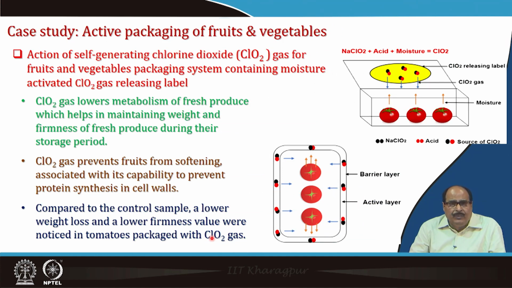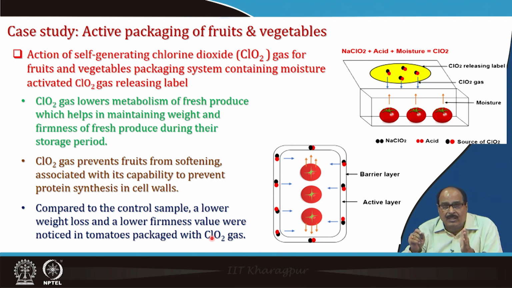So, we will take a few case studies, like active packaging of fruits and vegetables, where action of self-generating chlorine dioxide ClO2 gas for fruits and vegetables packaging systems containing moisture-activated chlorine dioxide gas releasing label. You can see here in the figure, ClO2 gas lowers the metabolism of fresh produce, which helps in maintaining weight and firmness of the fresh produce during their storage period.